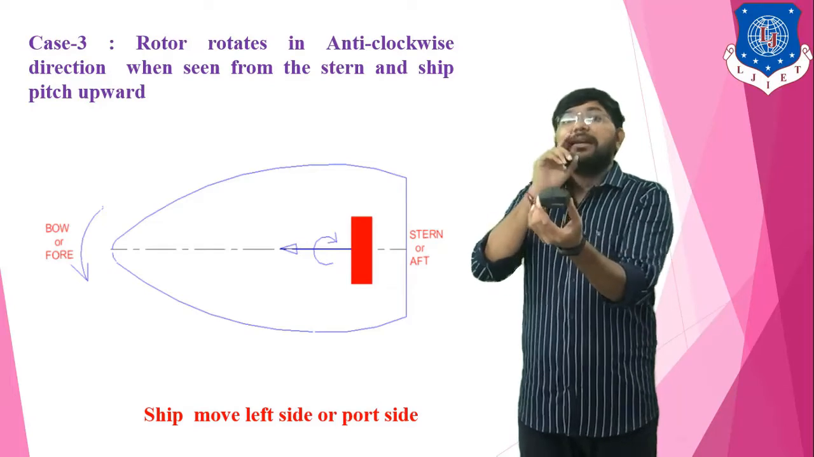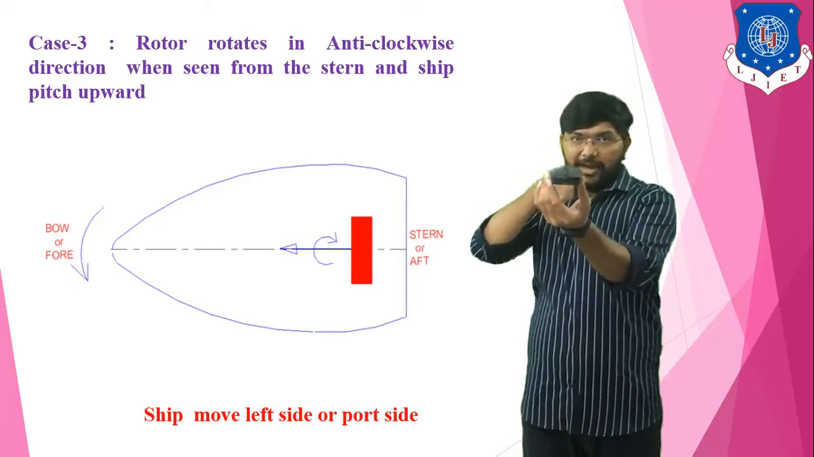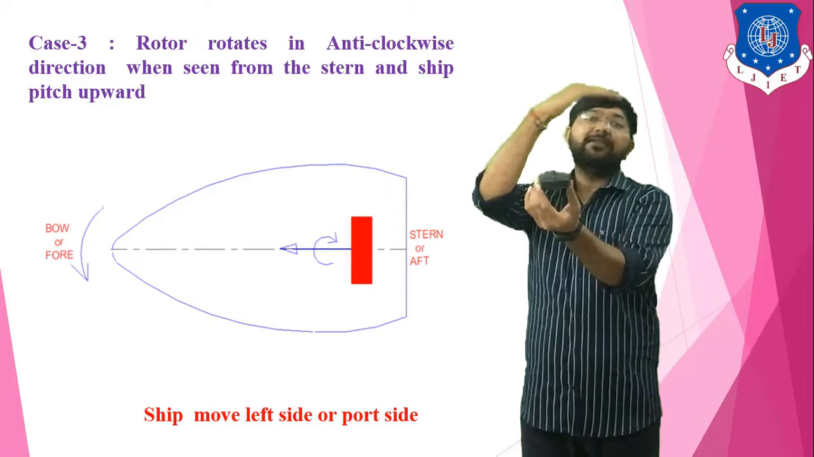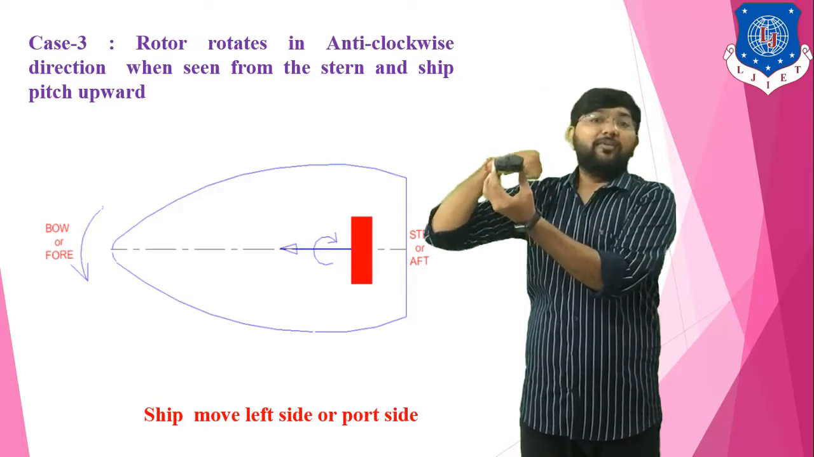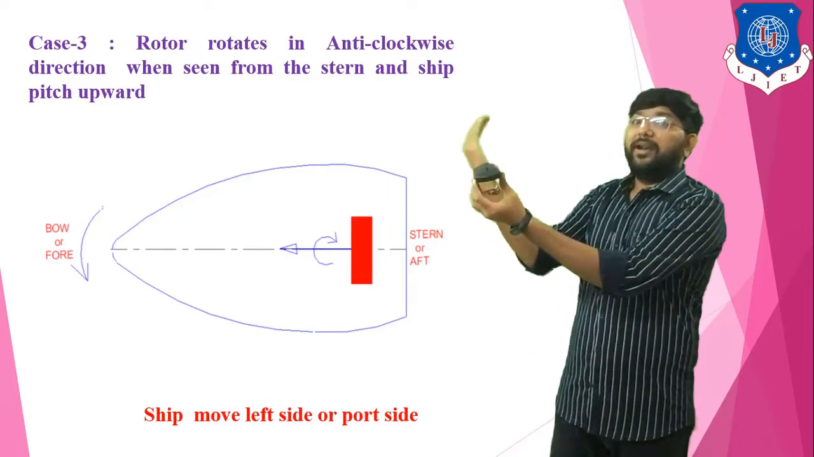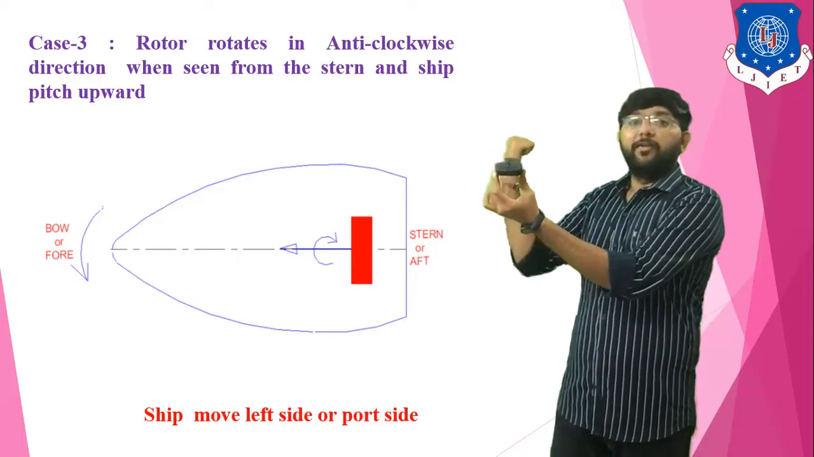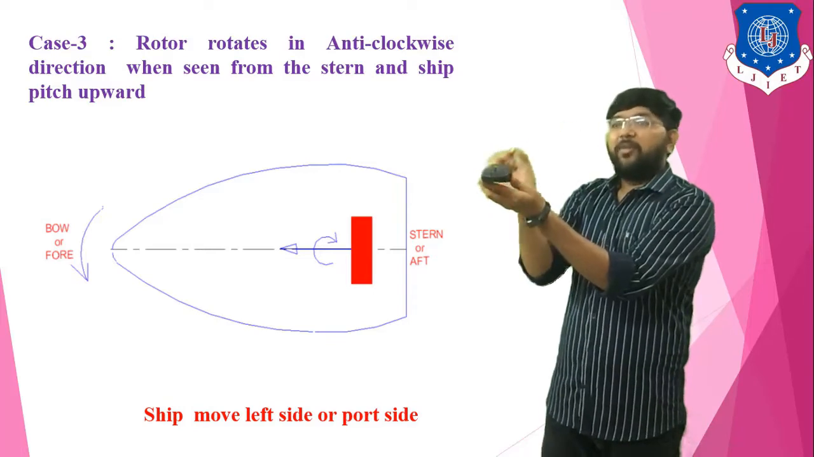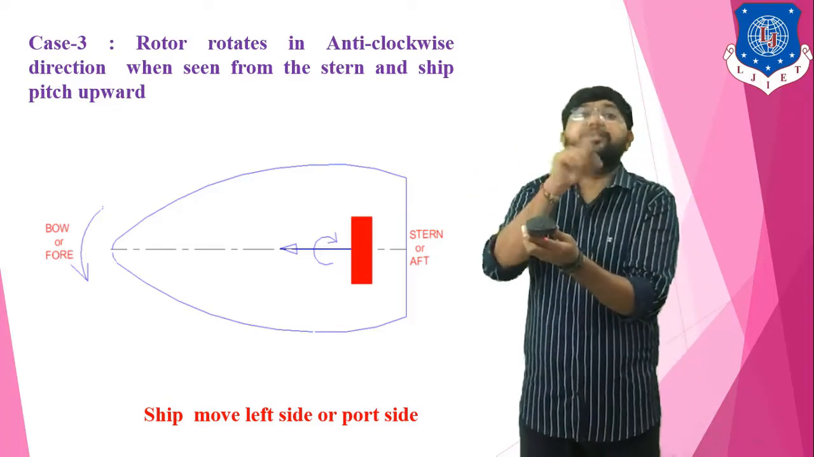At that time the rotation is in anti-clockwise direction. You have to put your finger in the anti-clockwise direction. At that time the thumb indicates the direction of momentum. So in case number 3, if you put your finger in anti-clockwise direction, then the momentum vector is in the reverse direction. Clear? So this is a ship and the angular momentum is in the reverse direction. Clear? And ship pitches upward.